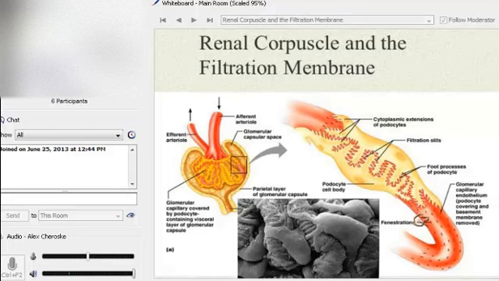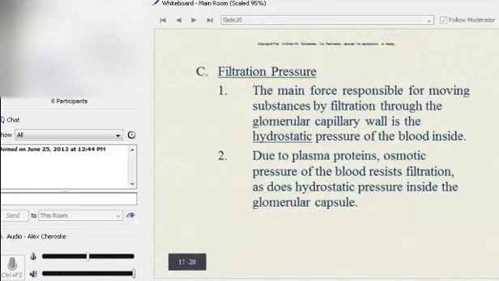So that's where our filtration is occurring. All right. Now we said that these capillaries are unique because it's all going to be outward movement, filtration, and no movement back in, no reabsorption. And the reason for that, in a way, is similar to what we saw before. It's going to be hydrostatic pressure. The fact that there's always going to be more blood showing up there and pushing these items through.